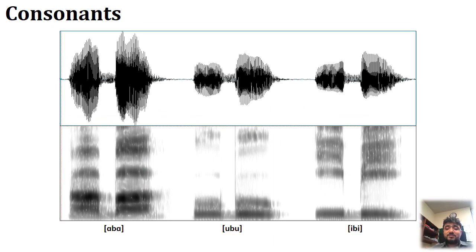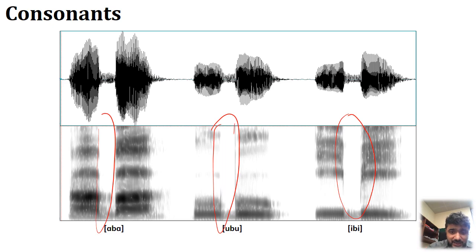Alright, so now compare the APA, UPU, EP with ABA, UBU, EB, and in this case, observe the same things. You see the closures, you see the bursts. You don't see a burst in the first one very clearly, but you see a burst in the second one very, very clearly. You see a burst here. It's not very visible here. That's fine. It is visible here in the third one. So you see the burst.